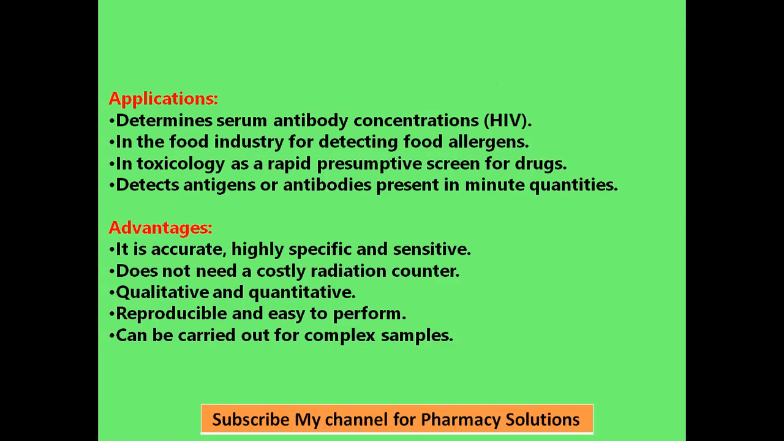A presumptive test is a qualitative analysis which allows you to identify or confirm the presence of a substance, such as drugs, in a sample. So in toxicology studies, this is being used. This test detects antigens or antibodies present in minute quantities. Even in smaller quantity, antibodies or antigens can be detected by carrying out an ELISA test.